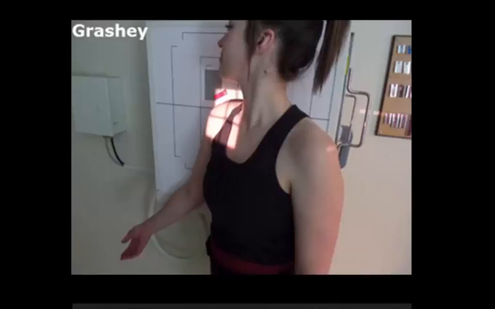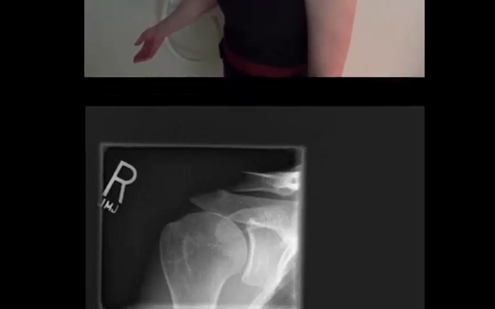To get the patient in the proper position, you may need to rotate the person, RPO or LPO, 35 to 45 degrees towards the IR. And notice, for this particular Grashey, the patient's hand has been rotated in external rotation. Let's now take a quick look at the image produced with the Grashey.